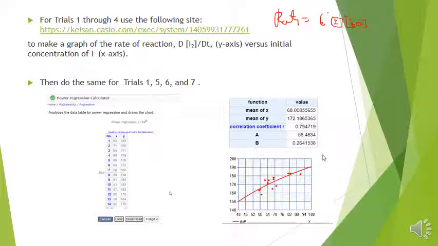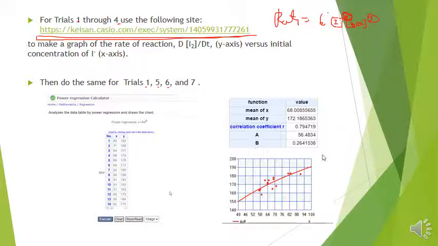Okay, X and Y, and we'll see that's going to be different. Now, what you're going to do is look at trials 1 through 4 to figure out this value here. And then look at trials 1, 5, 6, and 7 to figure out this value here. And I'd like you to go to this site here, and you'll see it helps us figure out this value here.